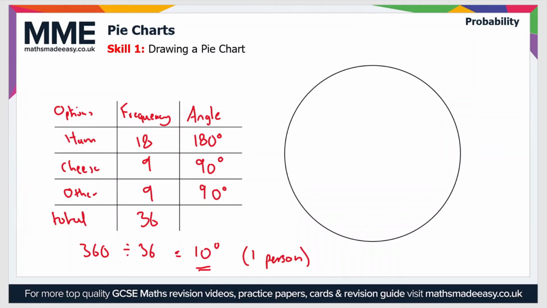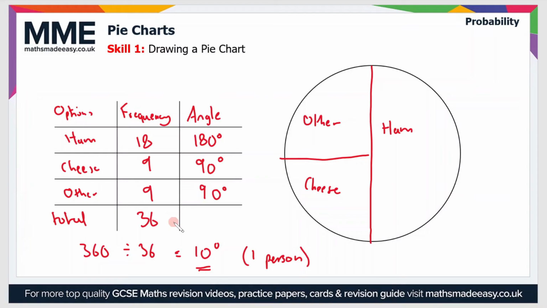So all that's left is to plot the pie chart. So the first category is 180 degrees, that's the ham option. So 180 degrees is half a circle. So let's label that ham. And then the remaining two categories are 90 degrees. So that's cheese and other.